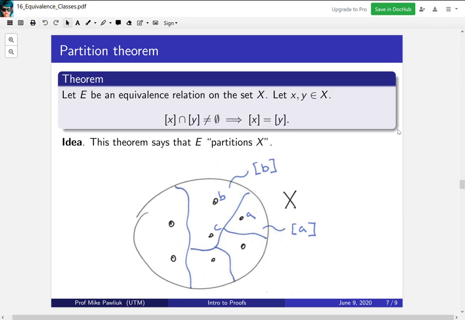One way of interpreting this theorem is as follows. If you take the set X, then all of the equivalence classes partition the space. So each point will belong to exactly one equivalence class, unless the equivalence classes are the same. So it separates the space into parts.